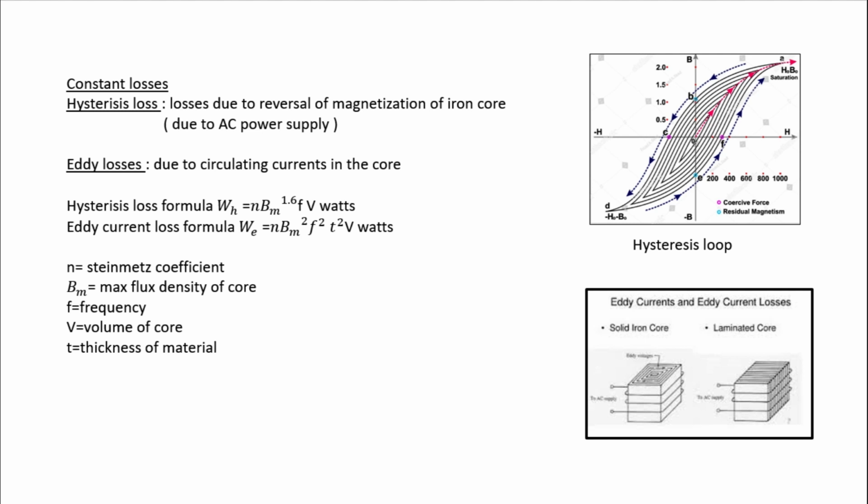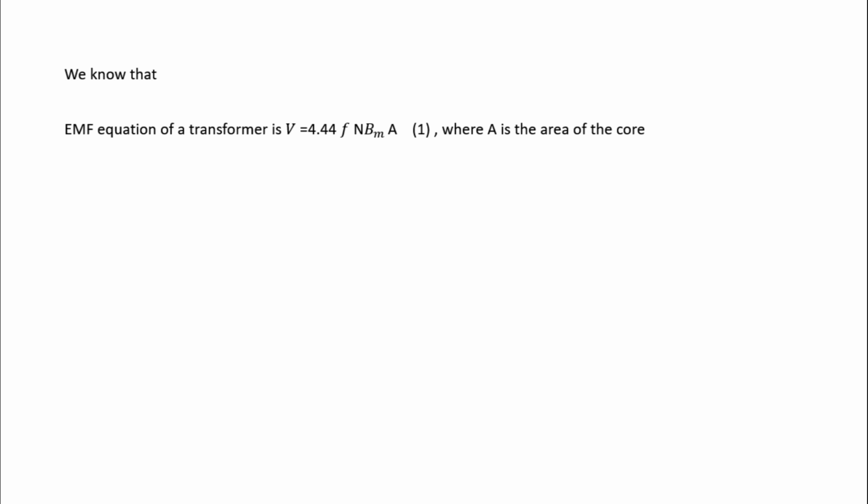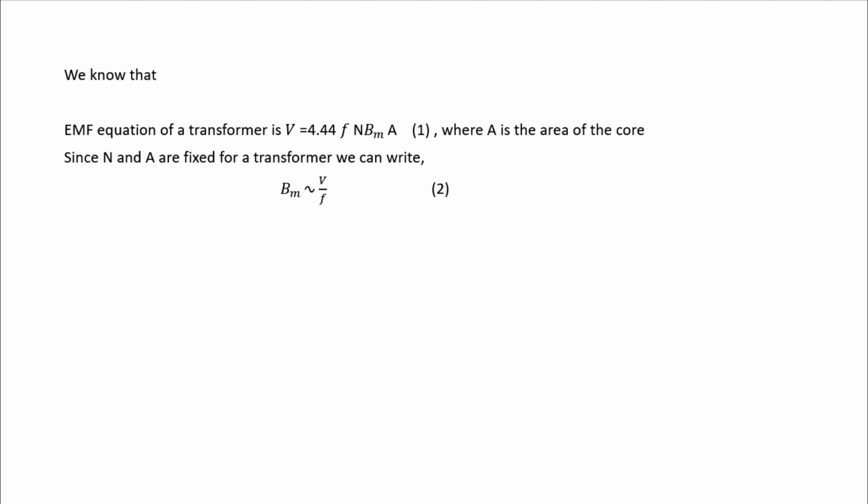Now if we look at the EMF equation of a transformer, it is V is equal to 4.44 f N phi max, or Bm into A, where A is the area of the core. And if you take a transformer, since N, the number of turns, and A, the area of the core, are fixed, we can say the flux density Bm is proportional to V by f.